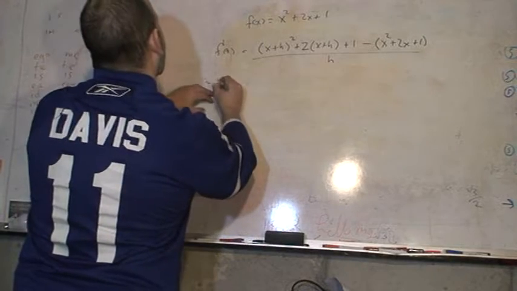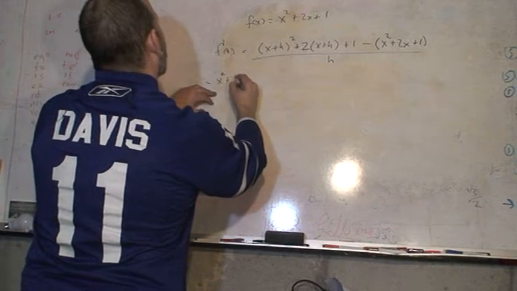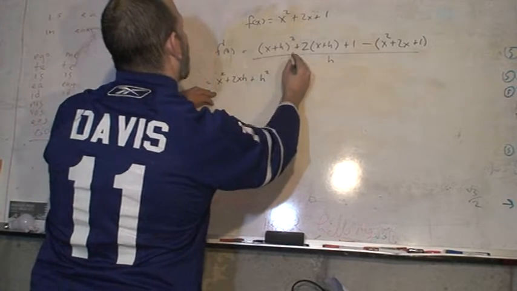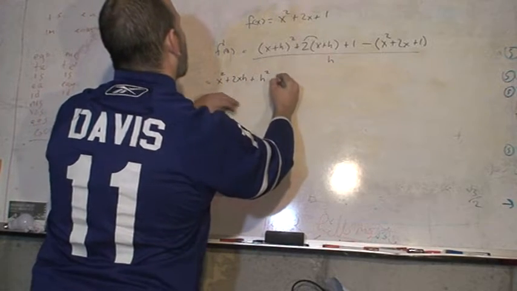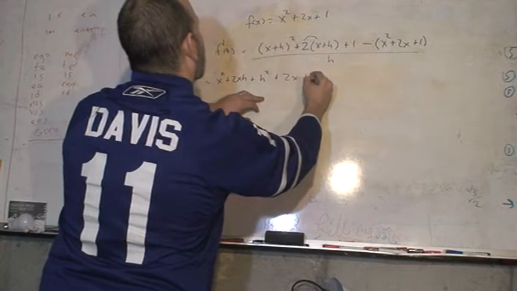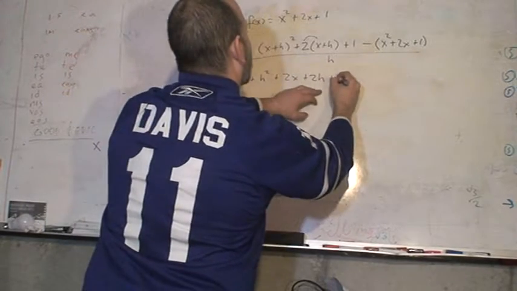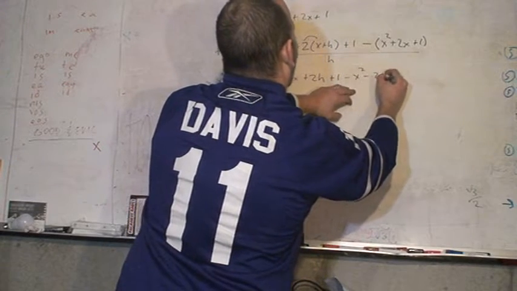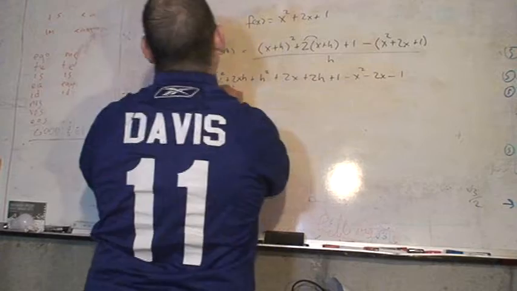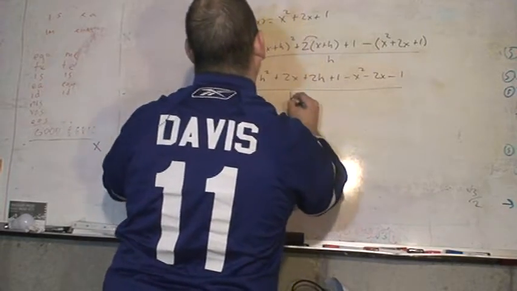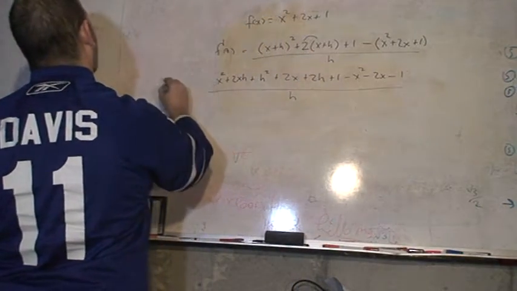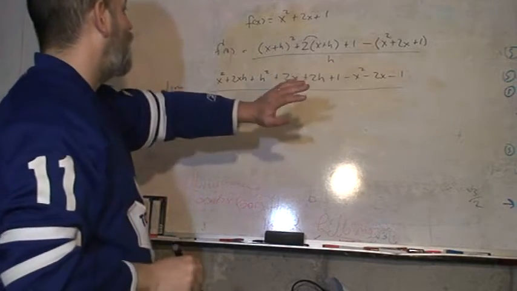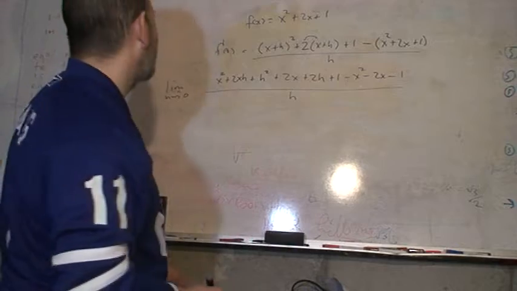So this is going to be x squared plus 2xh plus h squared. We're going to move the 2 into here. We're going to get 2x plus 2h plus 1. Then we're going to expand this part: negative x squared minus 2x minus 1 all over h, of course. Don't forget that this is the limit as h approaches 0 of this whole bloody monstrosity.